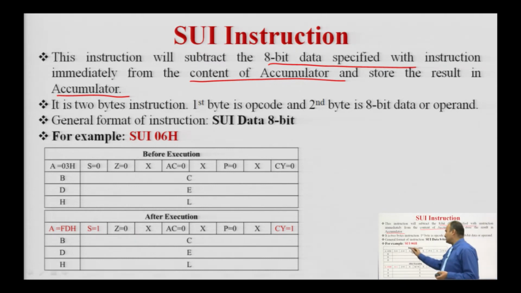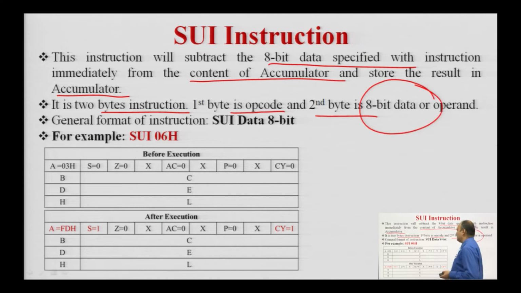It is a 2-byte instruction. The first byte is the operation code, and the second byte is the 8-bit data which is specified with the instruction. The general format of this instruction is SUI data 8-bit. Here this instruction is 2 bytes.